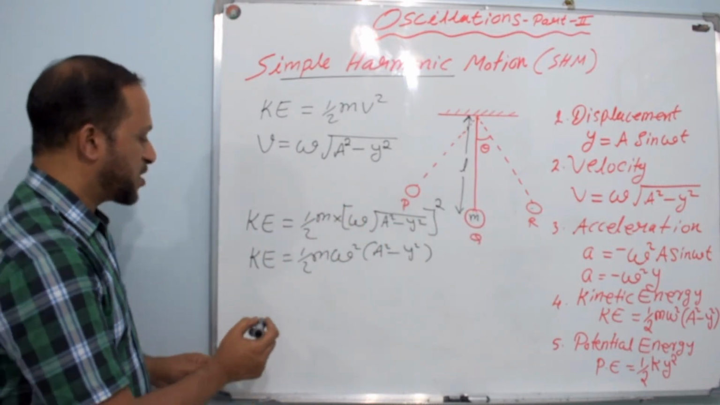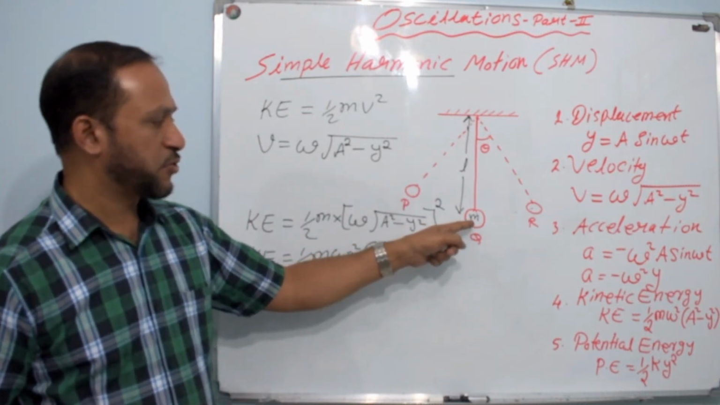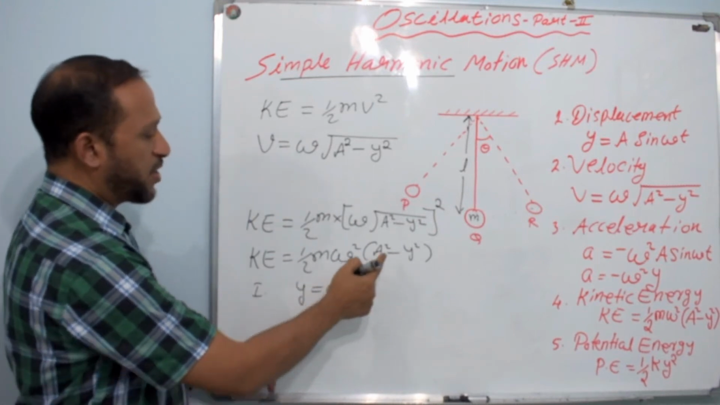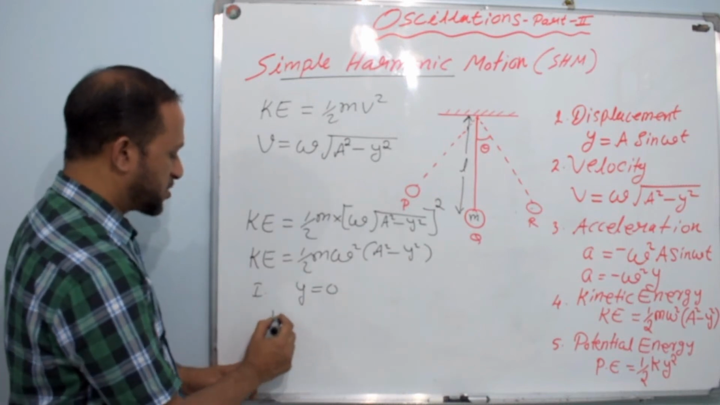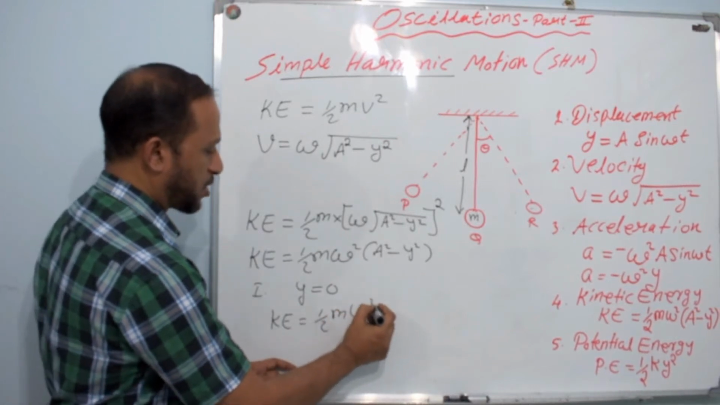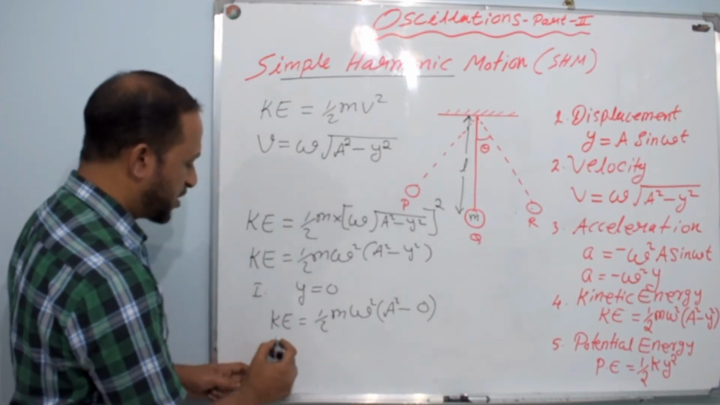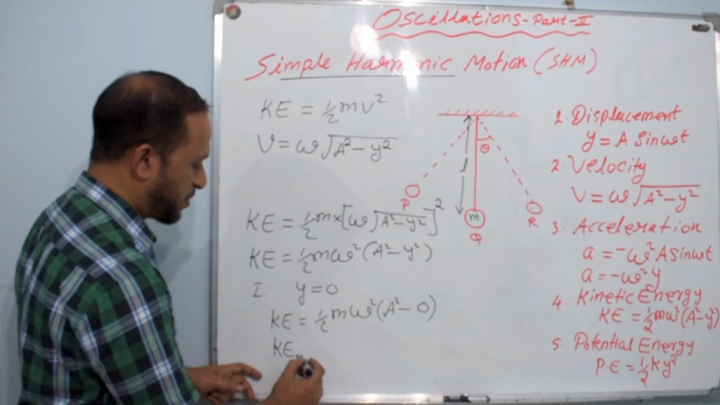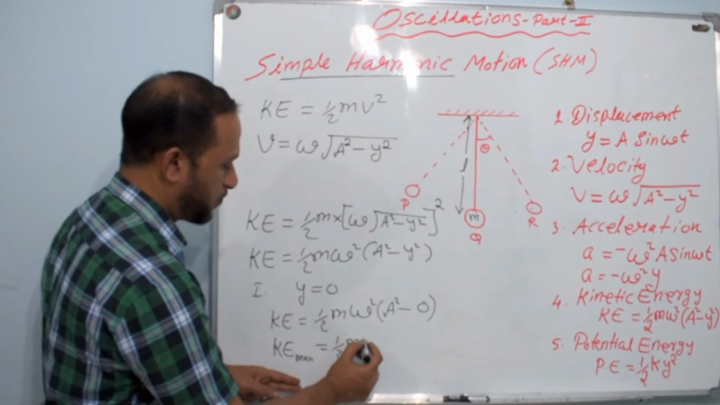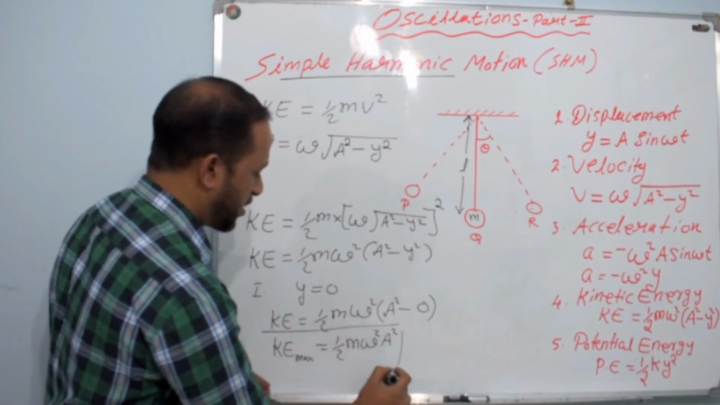And here also, when we apply the condition, suppose the first case, we are taking the mean position at this point Q, at the equilibrium point. At the mean position, y equal to 0. When we apply y equal to 0, we get the kinetic energy equation KE is equal to half m into omega square into a square minus 0. This is the maximum kinetic energy, KE max, which is equal to half m omega square a square.